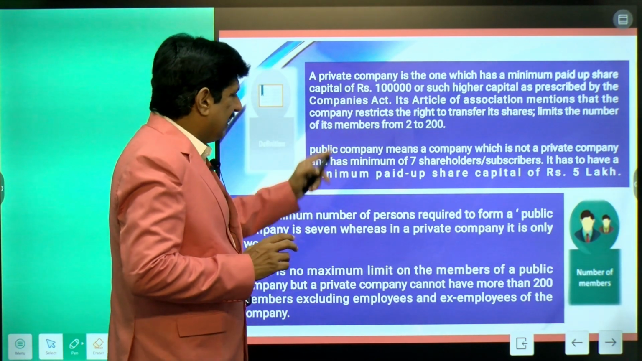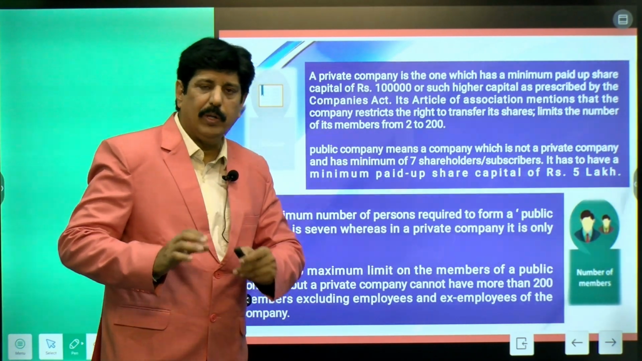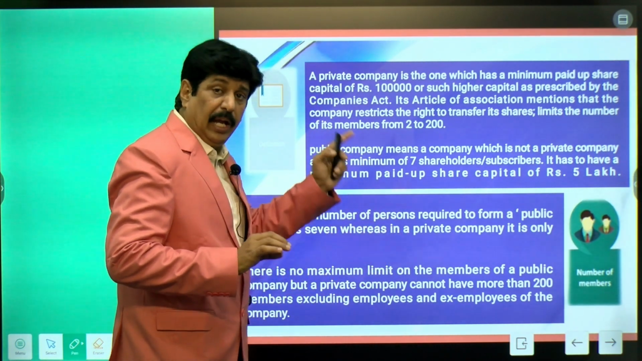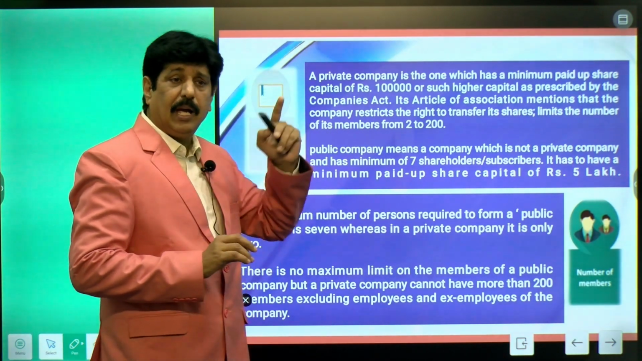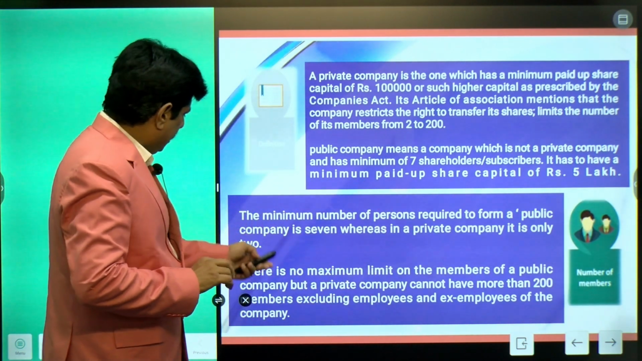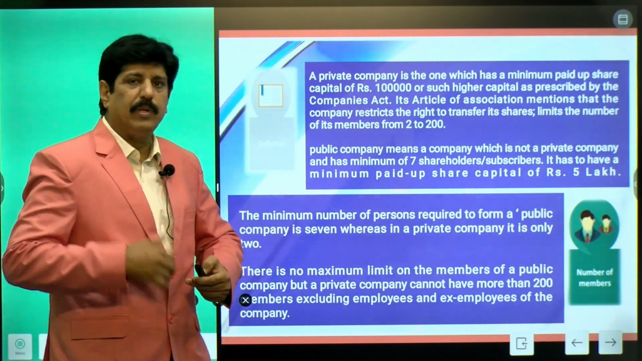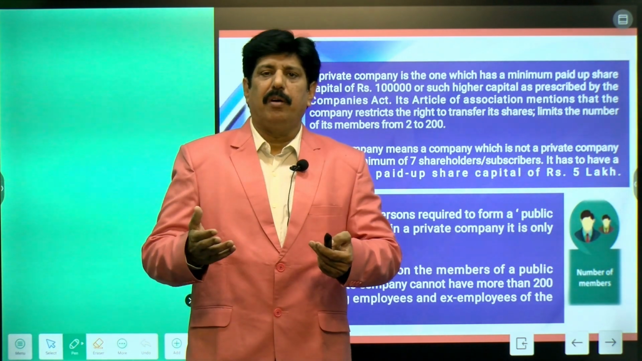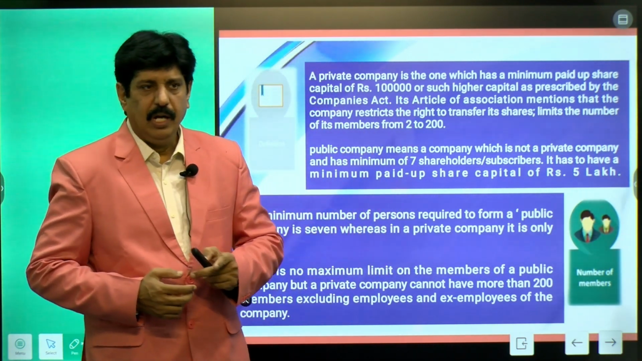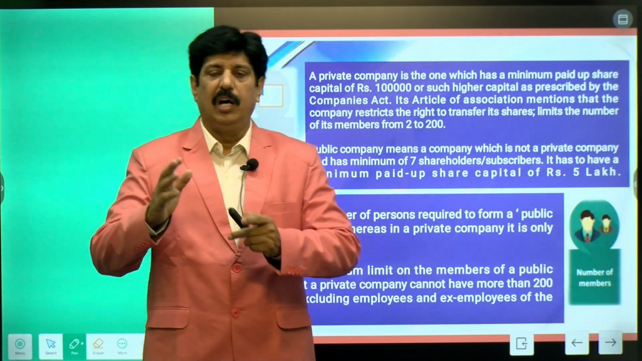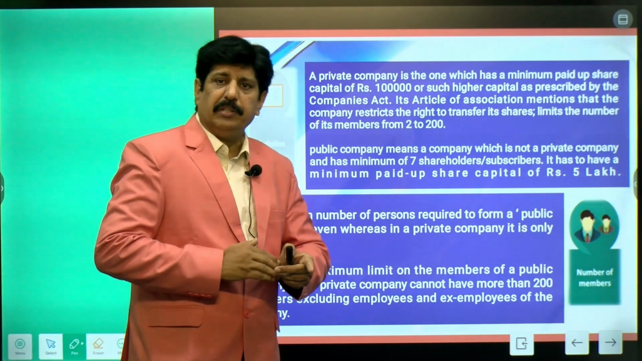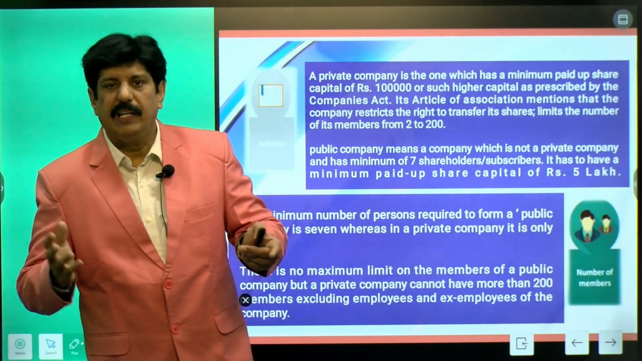These are the main features of the company. Based on those features, we can easily understand which is a public company and which is a private company. Coming to another important aspect, we have just discussed the number of members. Once again, I repeat: from the number of members point of view, when it comes to the private company, minimum 2 members and the maximum allowed members are 200. When it comes to the public company, minimum 7 members, and there is no restriction on the maximum number.